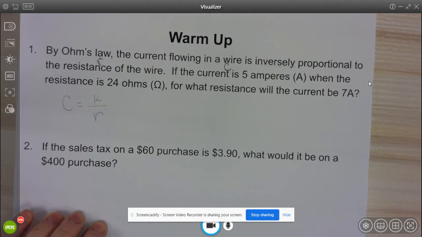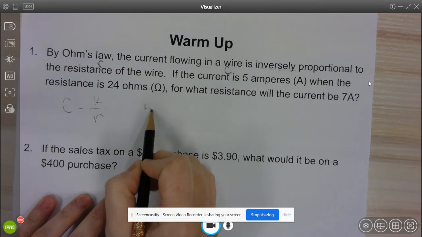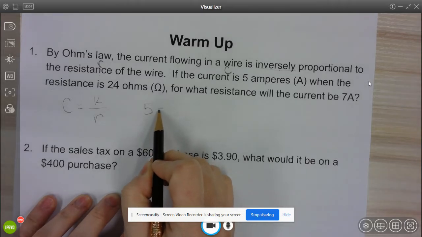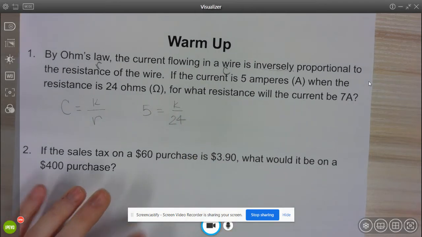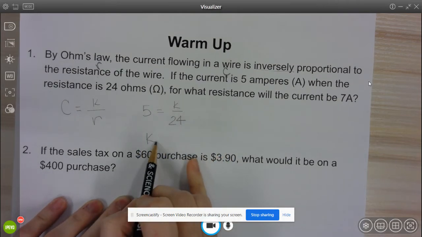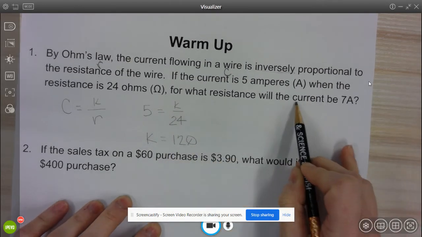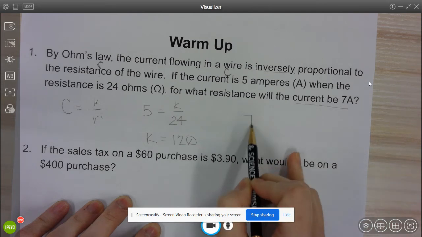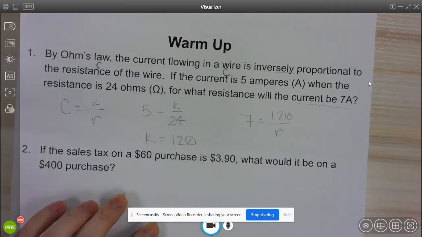And then they gave me some data to help me figure out the constant. So I know that if my current is 5 amps, the resistance is 24 ohms. So I'm going to do 5 times 24 in order to find my constant. So that means my constant is 120. Now I'm changing the current to 7, and I don't know the resistance.